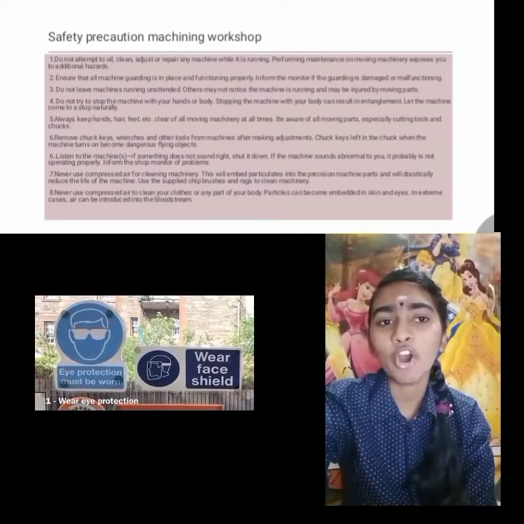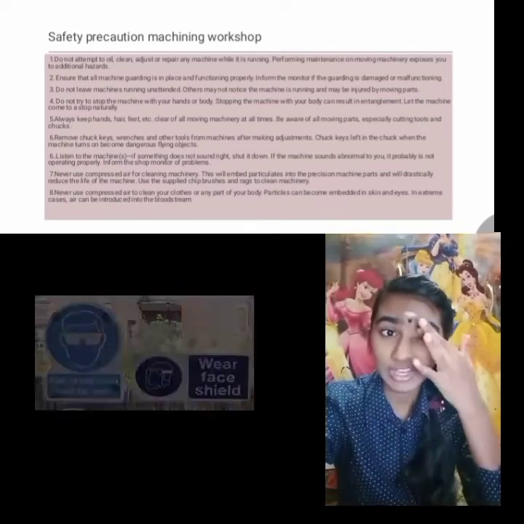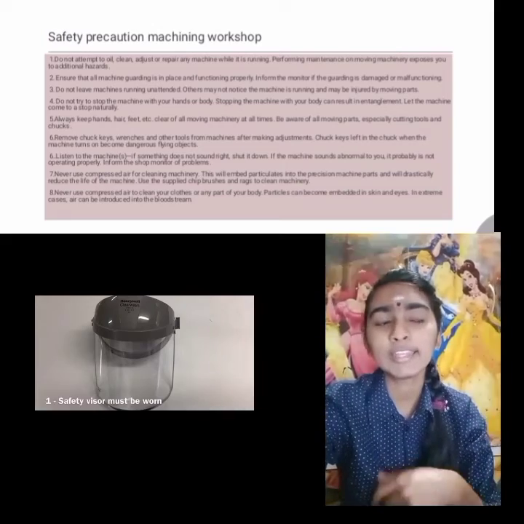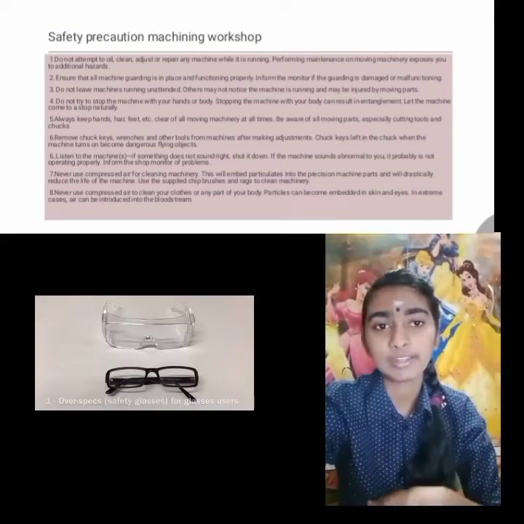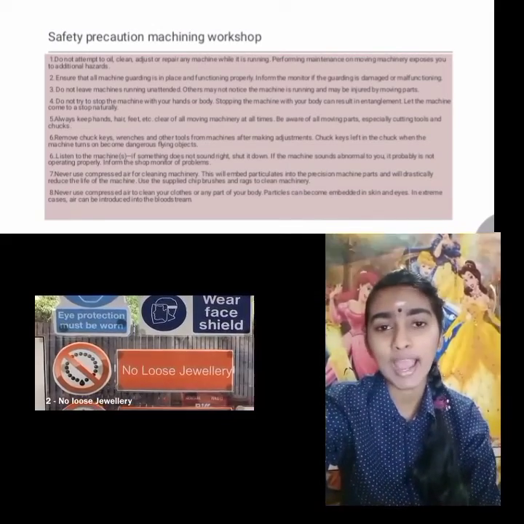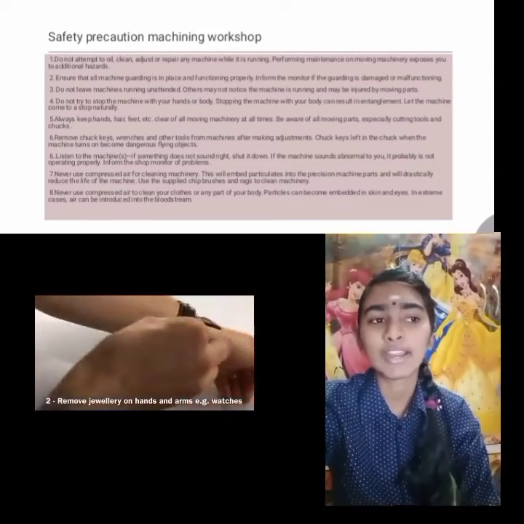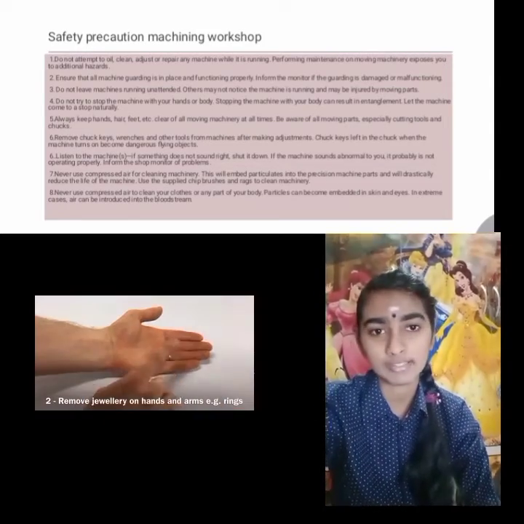Next, ensure that all machine guarding is in place and functioning properly. Inform the monitor if the guarding is damaged or missing. Next, do not leave machines running unattended. Others may not notice that the machine is running and may be injured by moving parts.